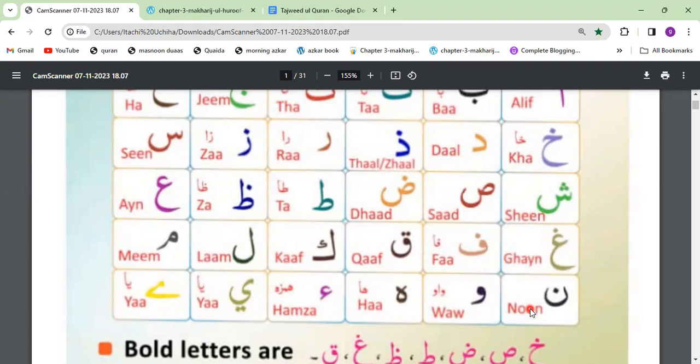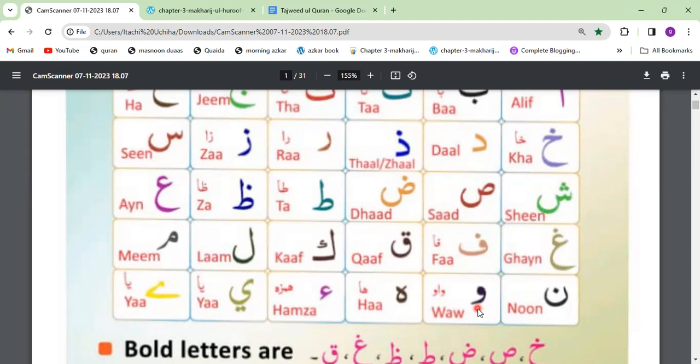Noon. And to pronounce the waw, we have to round our lips, just like when we see any beautiful thing, we say the word wow, what a beautiful thing. Just like that, you have to pronounce the letter waw. It's going to be by rounding your lips, okay?